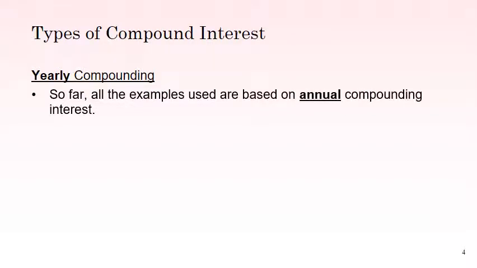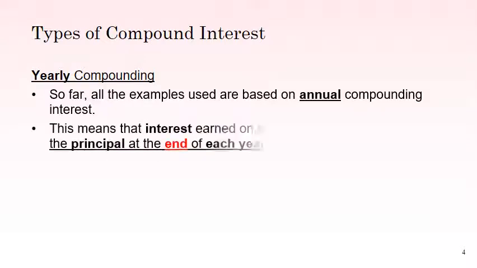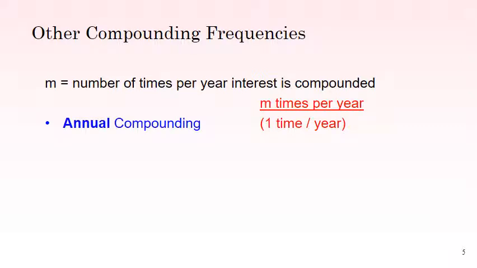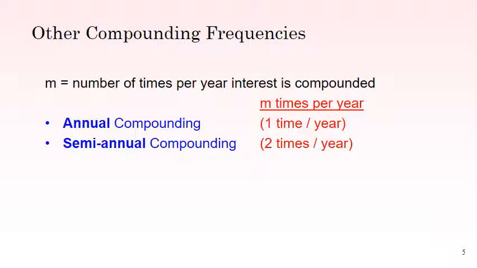So far, all the examples used are based on annual compounding interest. This means that interest earned on the deposit becomes part of the principal at the end of each year. M is the number of times per year interest is compounded. Annual compounding will be 1 time per year. Semi-annual, 2 times per year.